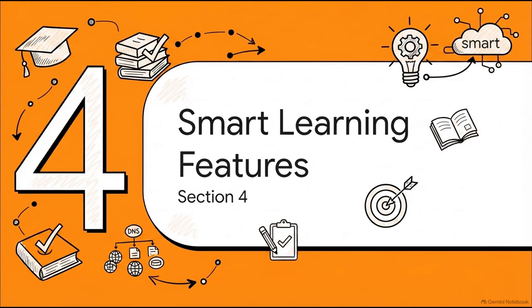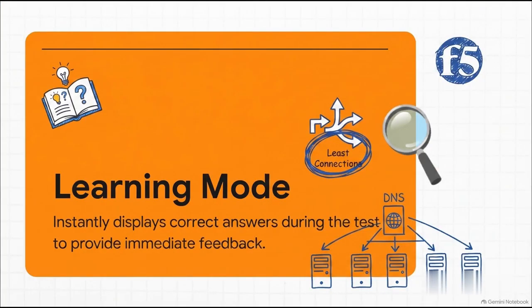All right, on to Section 4, Smart Learning Features. This is where learning mode comes in, instantly displaying correct answers to provide immediate feedback. Let's try one more demo question to see it in action. Which load balancing method selects the server with the fewest active connections? Option A, round robin. Option B, least connections. Option C, global availability. Option D, ratio. Learning mode will instantly show you that the correct answer is B.